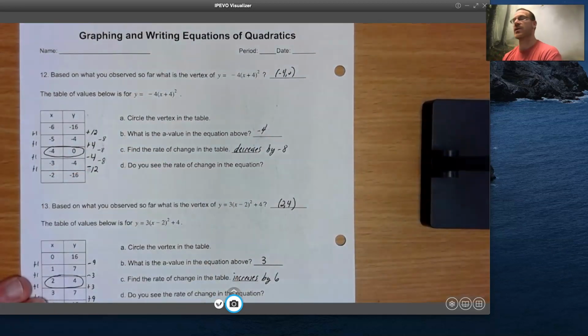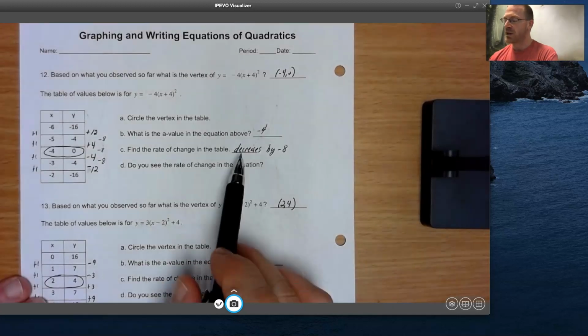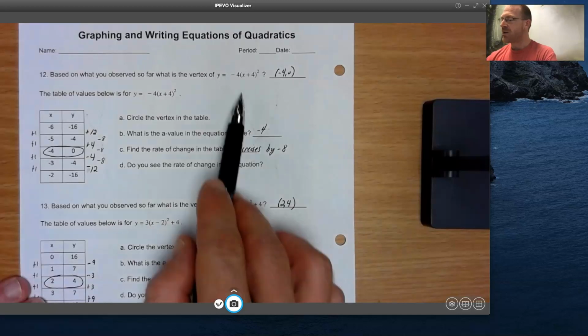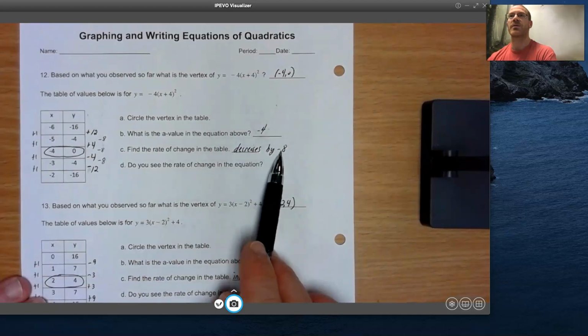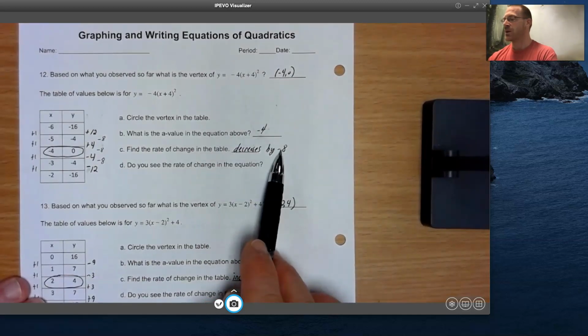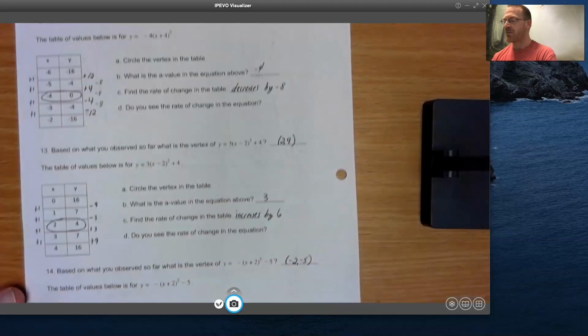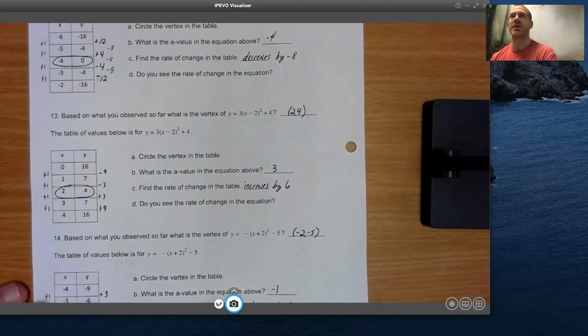That second difference is -8. So we would see that it's decreasing by -8. But we don't see that -8 in our equation, do we? All right, so -8 is how we would say it's decreasing, but we see -4. Maybe you've already seen the pattern. Let's move on. All right, we'll come back and summarize.